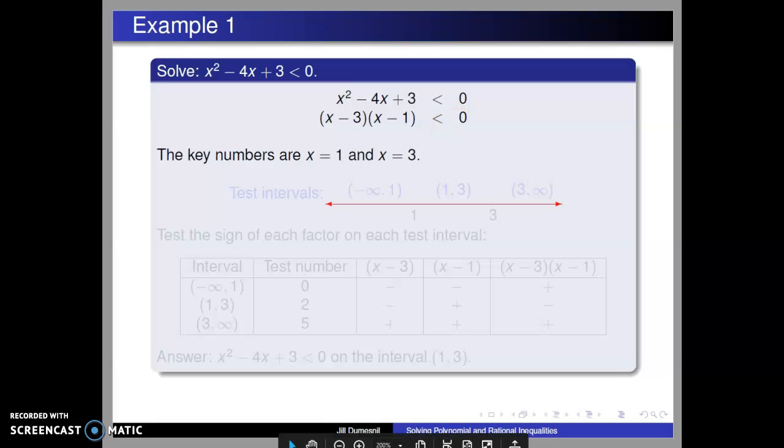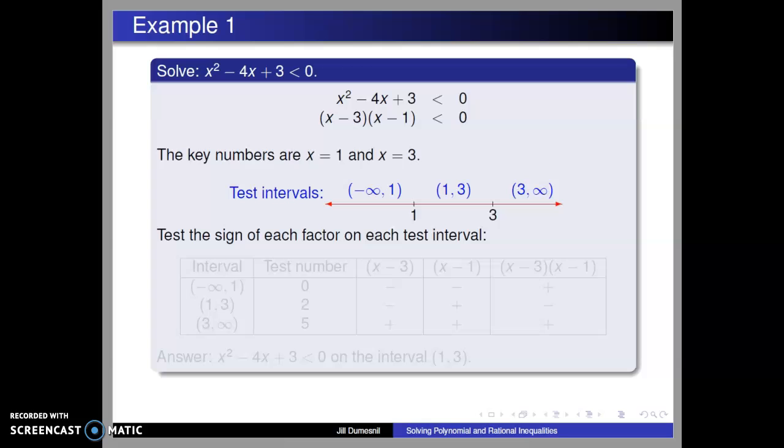Now we draw a number line and place 1 and 3 on it. This divides the number line into 3 test intervals, namely the intervals from -infinity to 1, from 1 to 3, and from 3 to infinity. We test the sign of each factor on each of these intervals by choosing one test number from each interval.